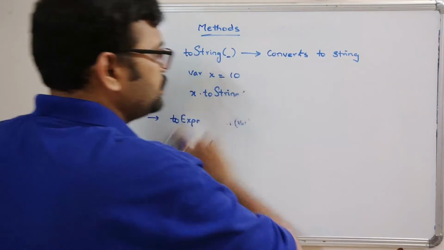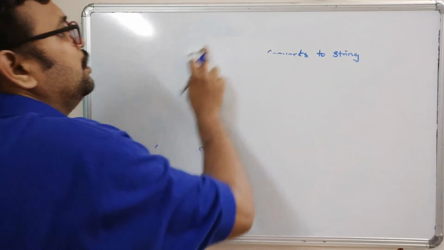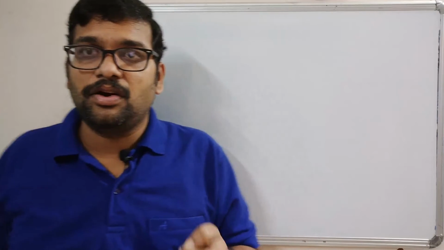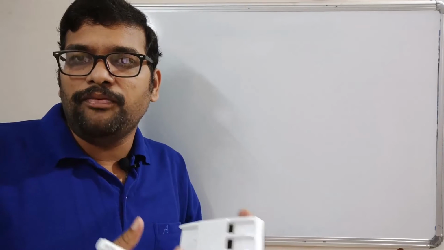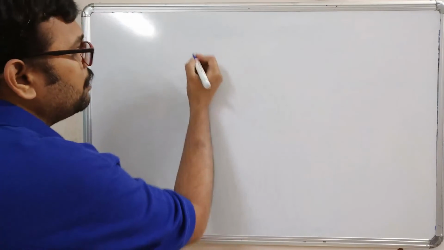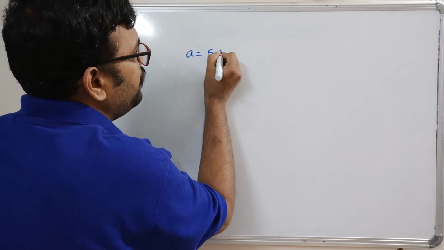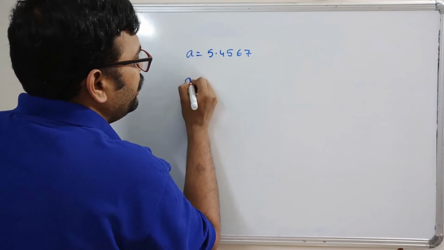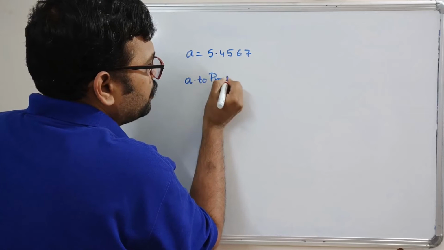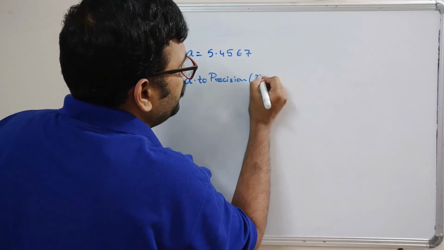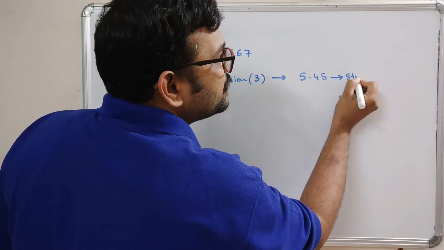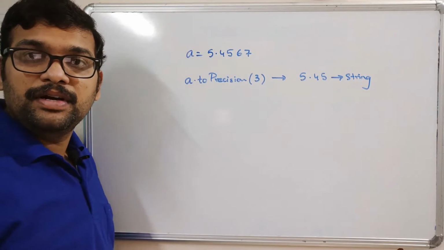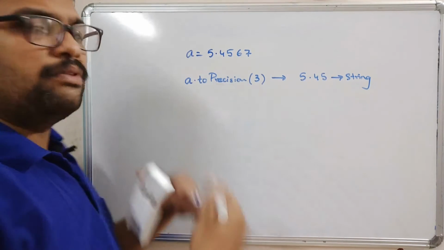And after the methods, whatever methods we are using, either toString or toFixed or toExponential or toPrecision, the return value will be in the form of a string. For example, a is equal to 5.4567, and a.toPrecision(3), the result will be 5.45, and this is in the form of a string. So we need to convert it into numbers.